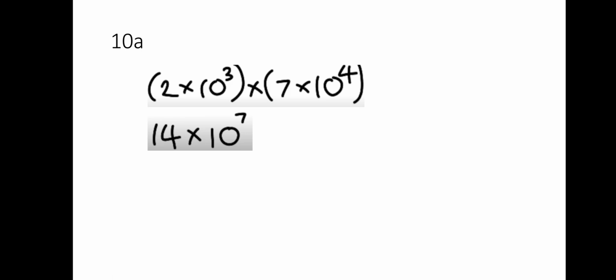But this answer is not in standard form because 14 is more than 10. So we can divide that by 10 to give you 1.4. And then to compensate, we need to increase the 10 to the power of 7 by a power of 10, times 10 to compensate. So that would be 1.4 times 10 to the power of 8.